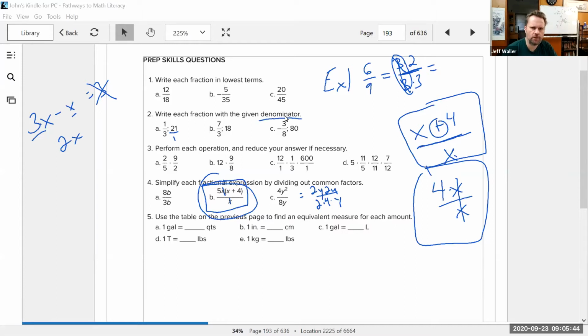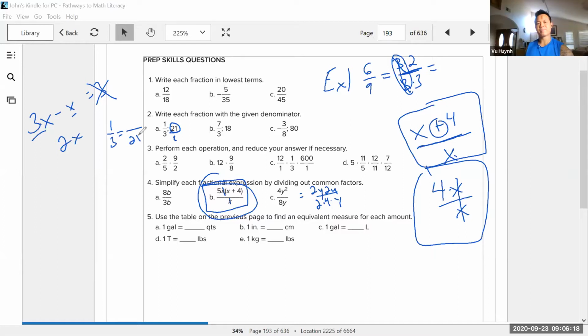Oh, wait a minute. Let me read this again. I am completely lying to you right now. I sort of assumed what they wanted, and that's not what they want. So it says write each fraction with the given denominator. I read that too quickly. I thought it said write each fraction with the same denominator. So they want the fraction to have a 21 on the bottom. They should have said it like this: 1/3 equals what over 21? That's what they're asking.